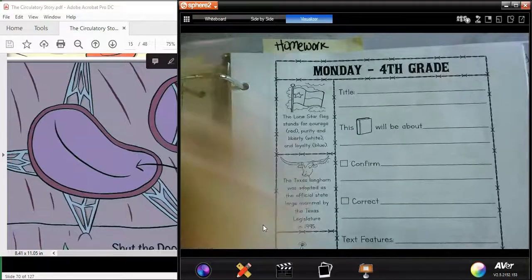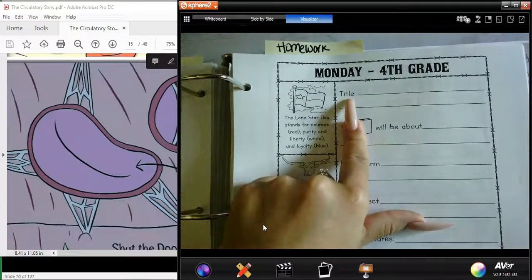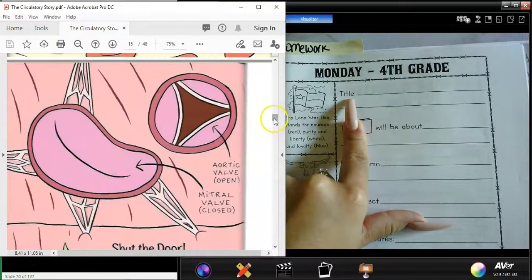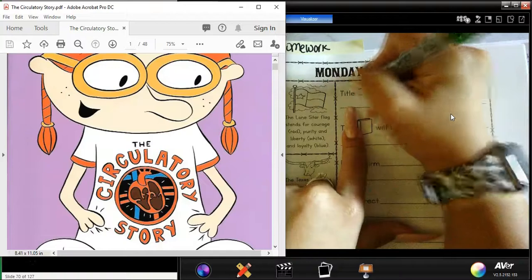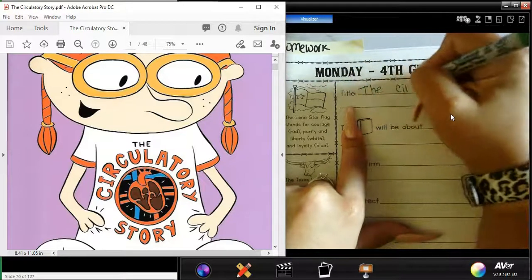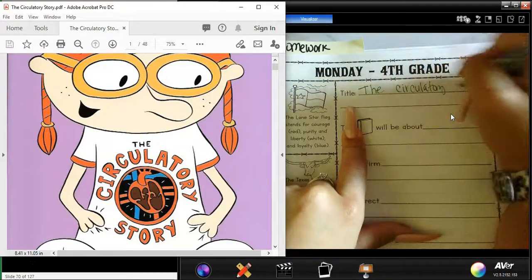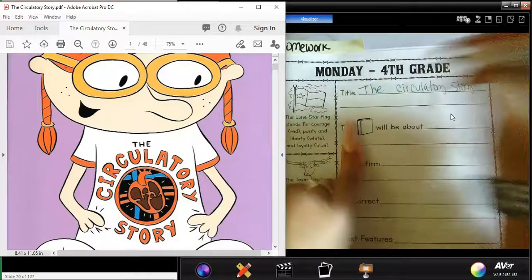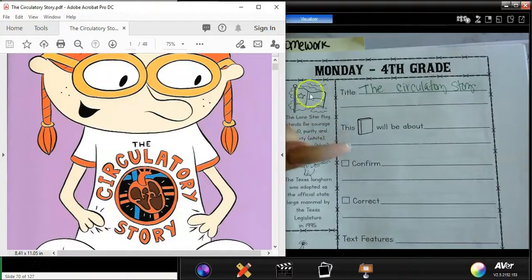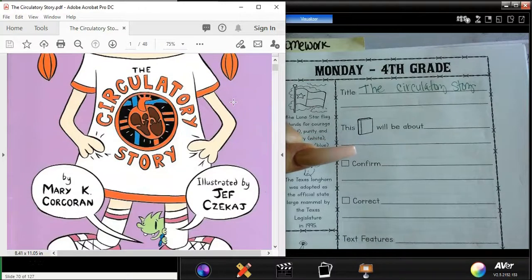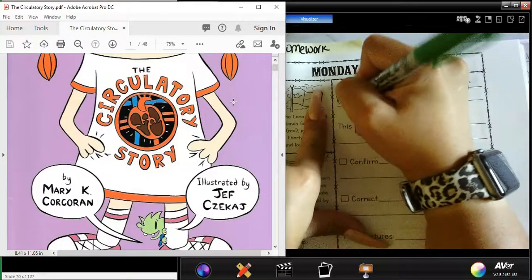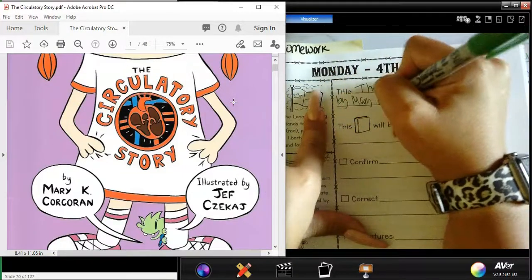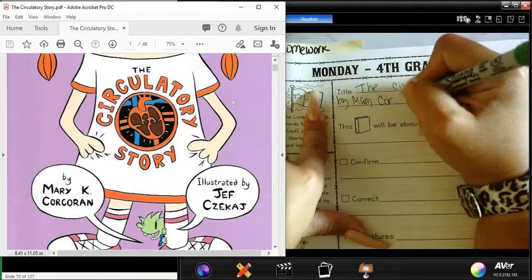And I know, what is the title of this lesson, boys and girls? What is it called? So let's go ahead and watch our book. And what is it called? The circulatory story. So let's go ahead and write that. So the title of this lesson is The Circulatory Story. Now, who is the author, boys and girls? Let's look at the cover page. Who is the author? Mary, right? Okay, so let's go ahead and write here by Mary. And it's Corcoran, I think.